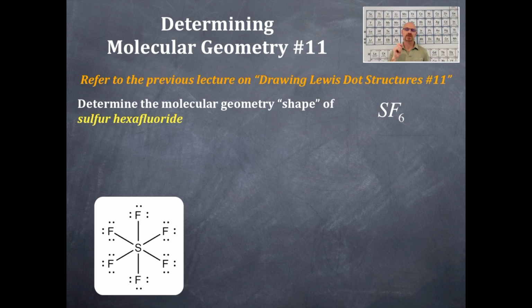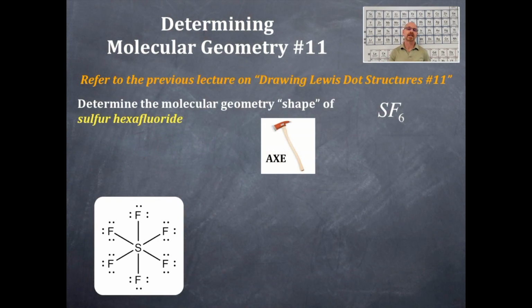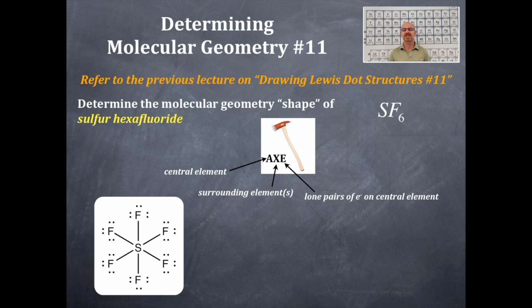All right, now I'm going to refresh your memory because we have already drawn the Lewis dot structures. Number 11, which is sulfur hexafluoride, and there is the Lewis dot structure in the lower left-hand corner of your screen there. You should see that. That should be familiar to you. Now, again, to get the molecular shape, we already need to know the following.